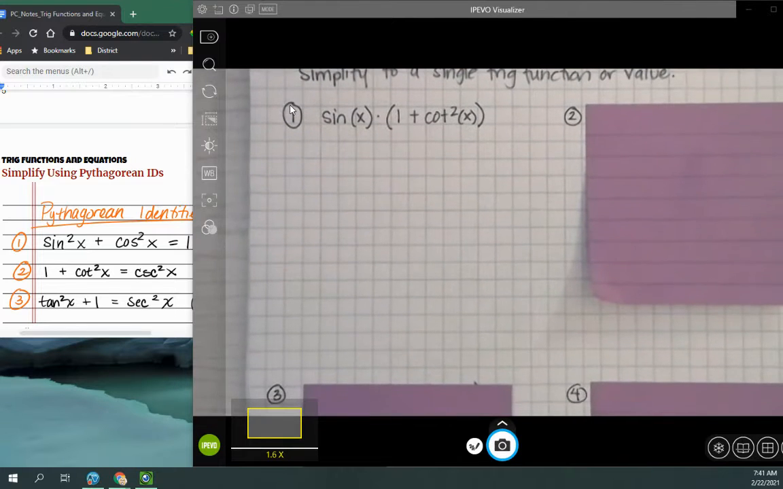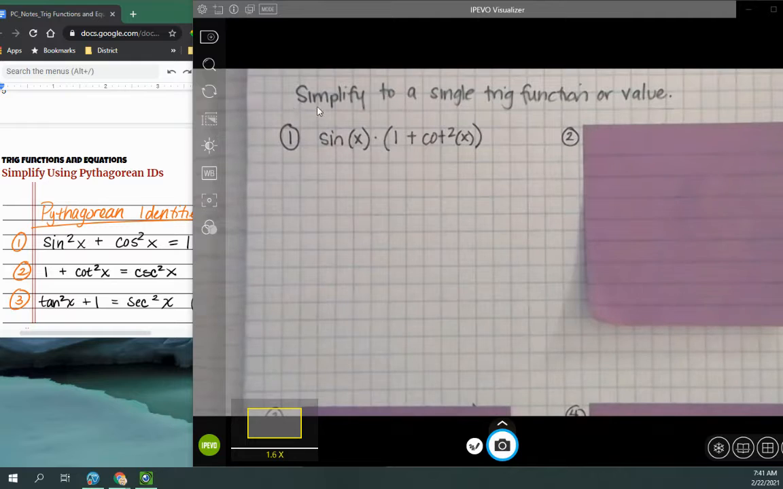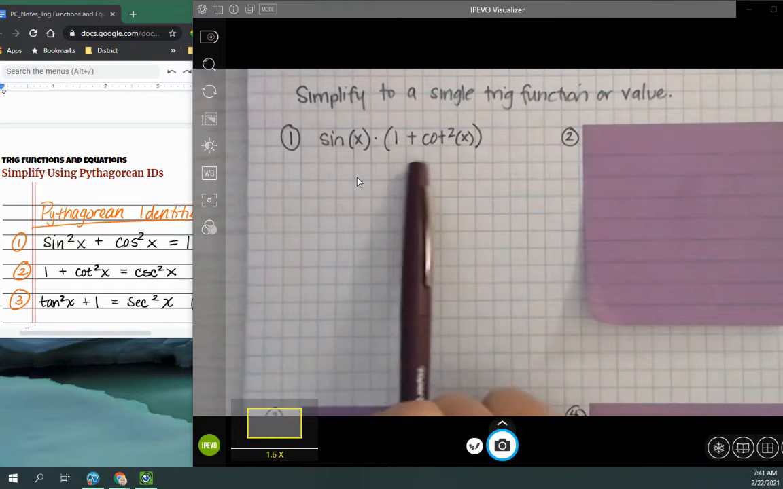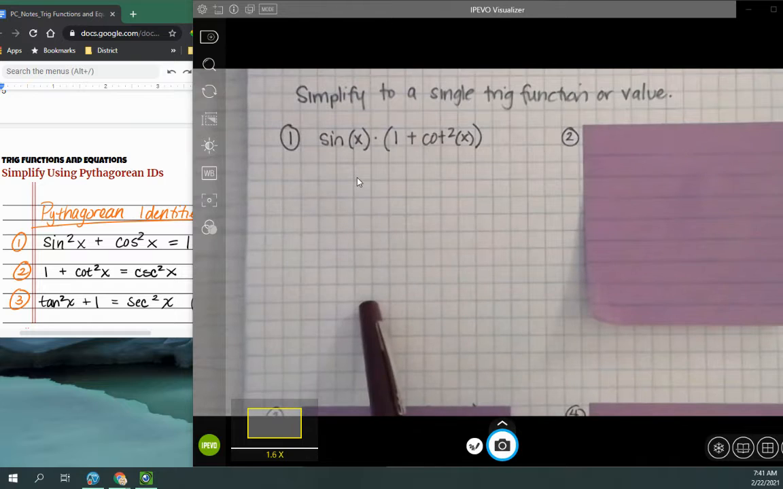This video is going to go over the 4 examples that are in your notes page. The directions are to simplify to a single trig function or value. So in number 1, notice that we have multiple terms going on. Our goal is to get down to a single one.